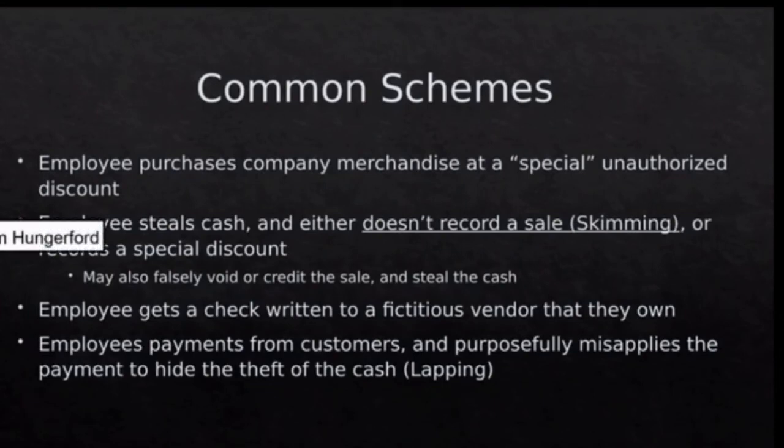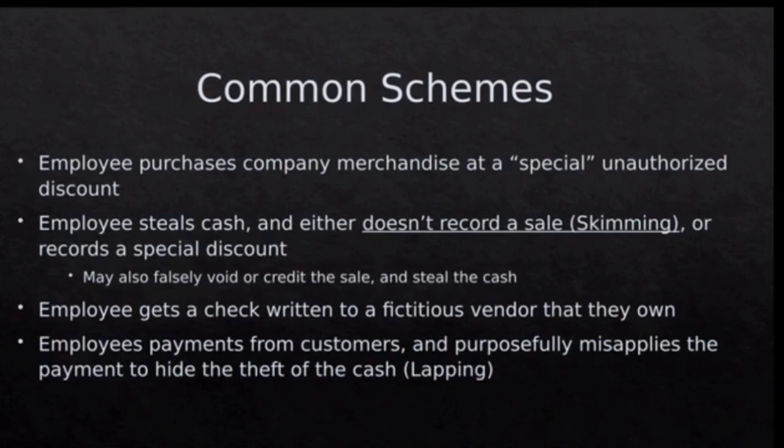Common schemes when it comes to cash: an employee might purchase company merchandise at a special unauthorized discount. So what they'll do is potentially use that cash register, or if they can do behind the scenes work to do this, they'll hit special discounts that they're not entitled to. But one of the common things that I'll see is you might have a couple friends come in and you'll hit your employee discount. Might be a family discount or whatever for those individuals, and they'll take that discount even though they're not technically supposed to do that.